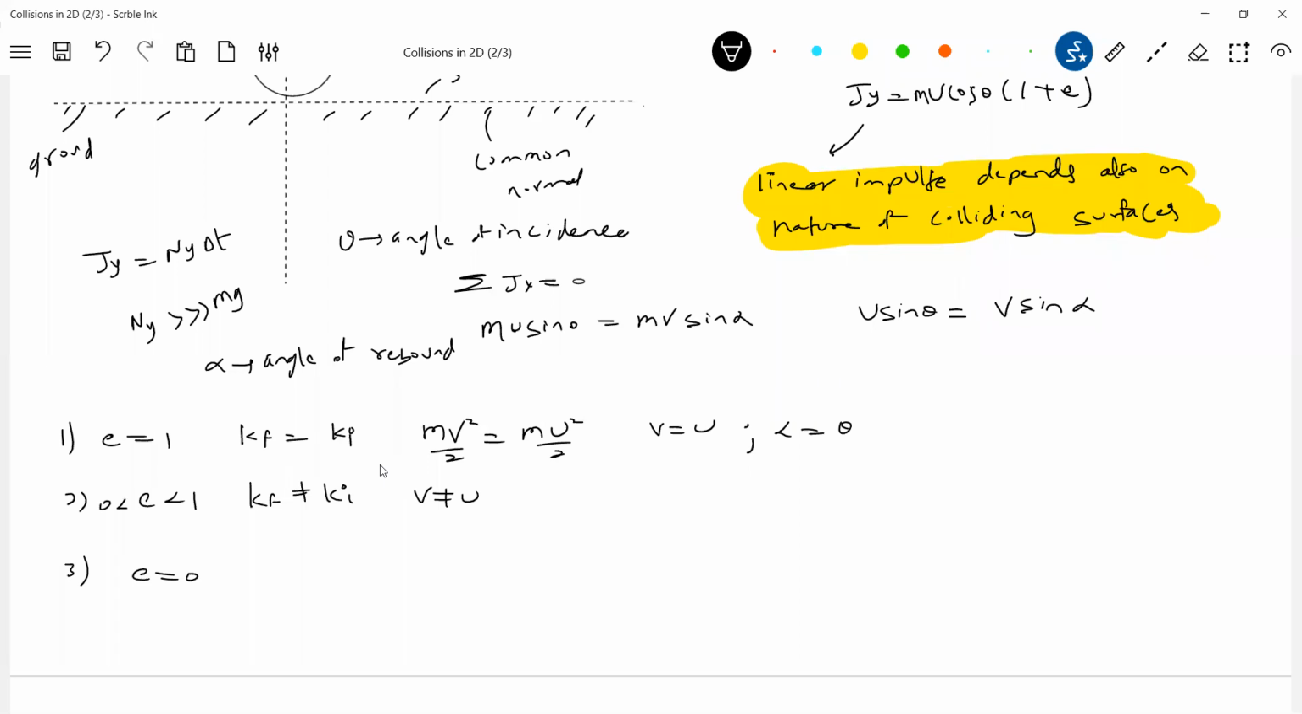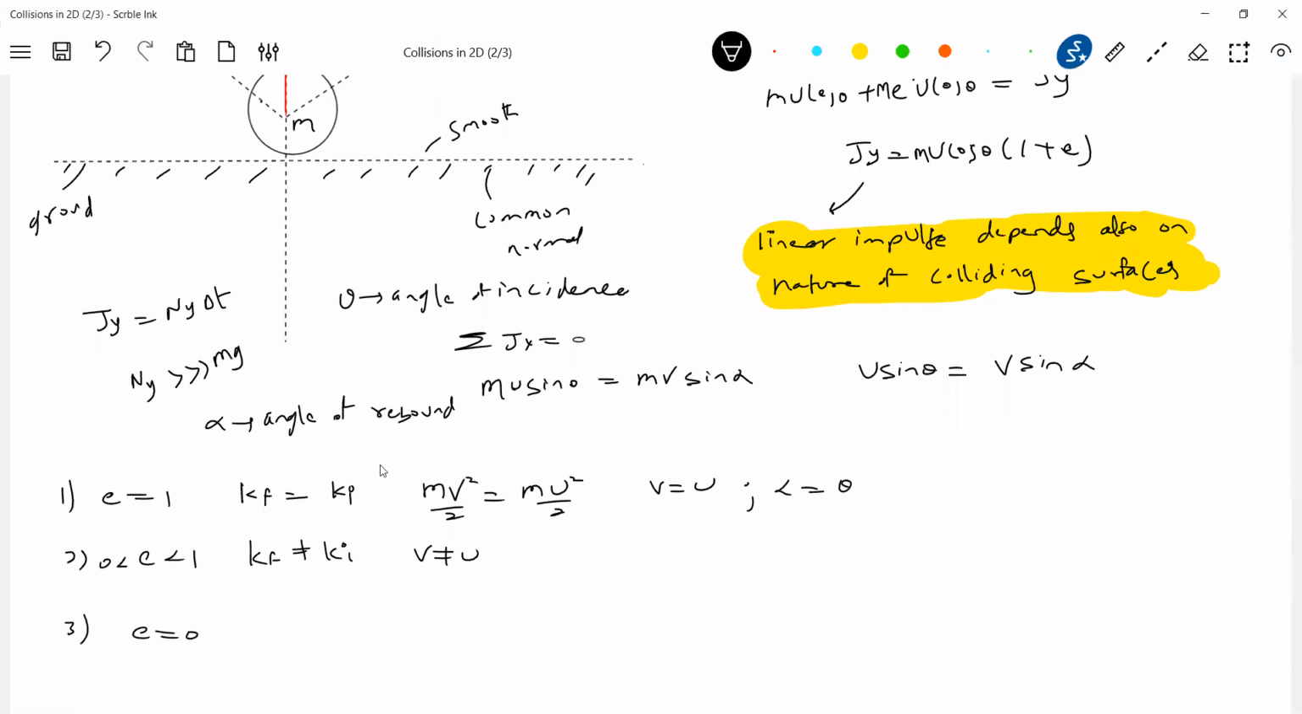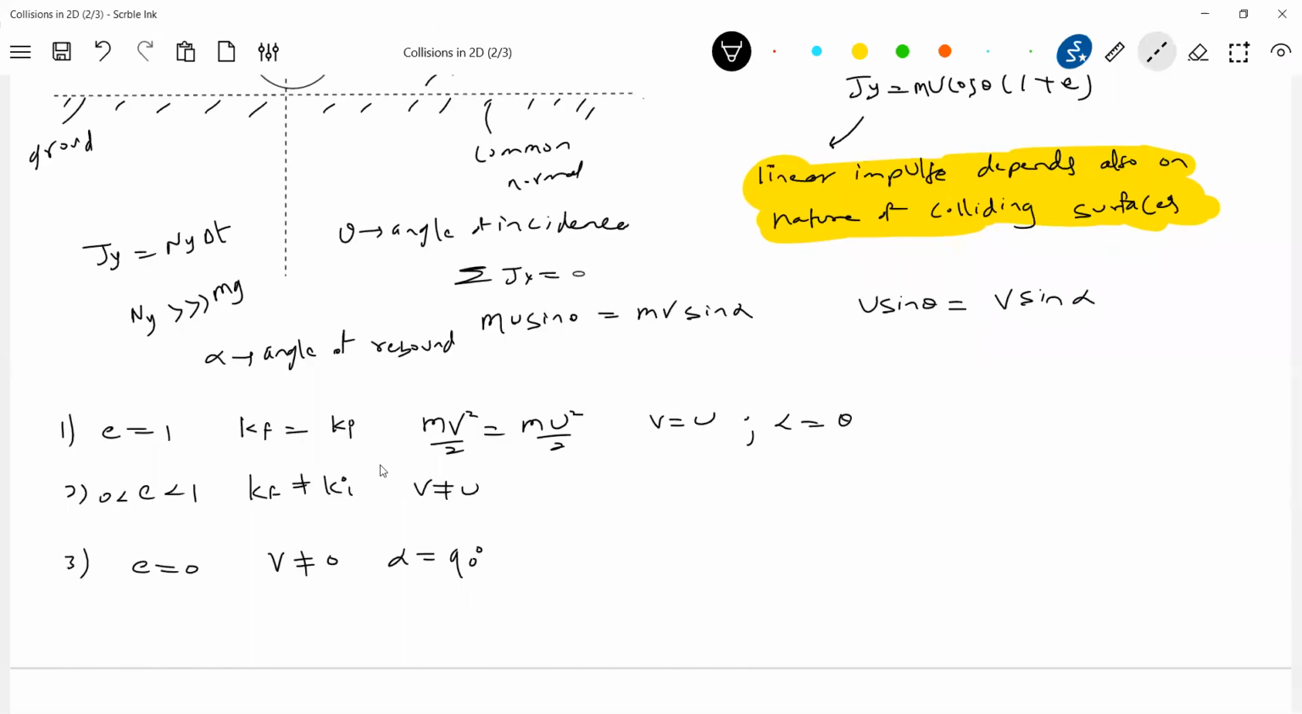e equal to 0. So what will happen? If e equal to 0, shall we put v as 0? It can happen that cos alpha will be 90, no? v will be non-zero. It's not that v must be 0. So if e equal to 0, what conditions will arise? v will be non-zero, alpha will be 90 degrees. Then after impact, what actually happens to the ball?